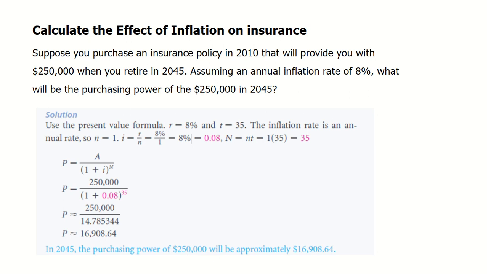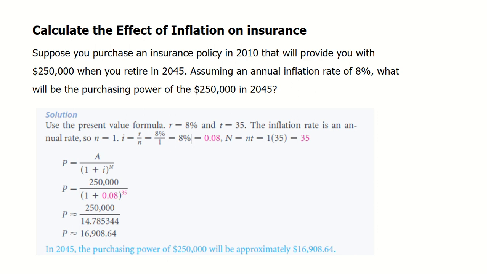Suppose you purchase an insurance policy in 2010 that will provide you with $250,000 when you retire in 2045, so in 35 years' time. Assuming an annual inflation rate of 8%, what will be the purchasing power of $250,000 in 2045? So using the present value formula, your R is 8% and t, the number of years between 2010 and 2045, is 35 years.